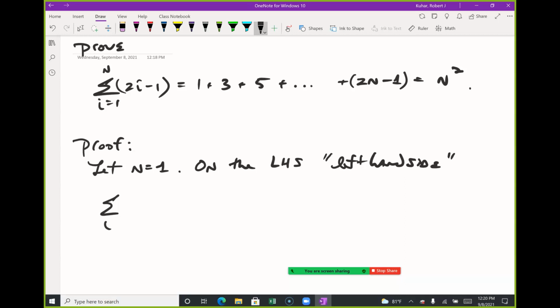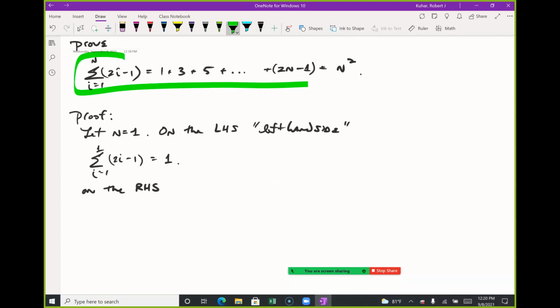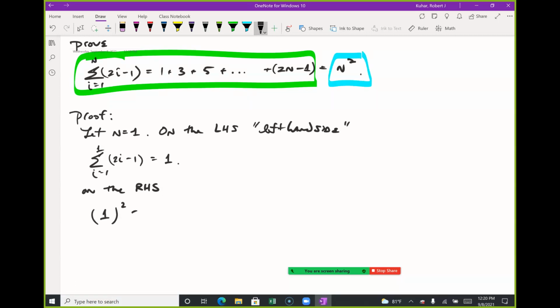The sum from i equals 1 to 1 of 2i minus 1 is just 1. It's just that first term. And on the right-hand side, I'm going to use my n squared. This is what I'm calling the left-hand side, and this is my right-hand side. On the right-hand side, I have 1 squared, which is also 1. So check. They worked.